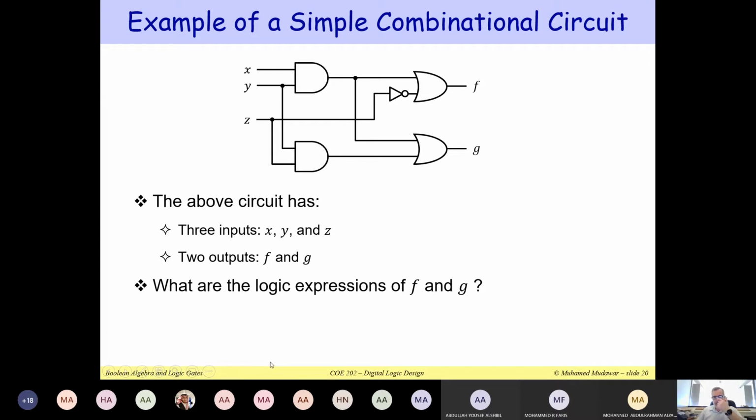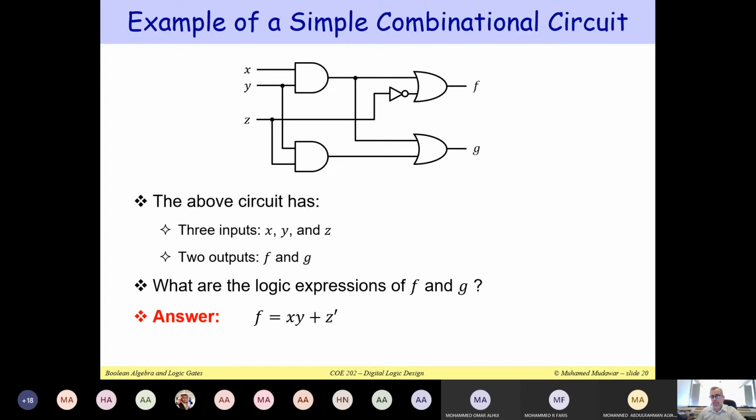Now we can write the logic expressions of f and g. Can you tell me what's the logic expression for the function f, for the output f? Anyone? X and Y. X and Y, yes. Or Z prime. Or Z prime, yes. Okay, thank you very much. So the first one, the function f, is x and y, or z prime.